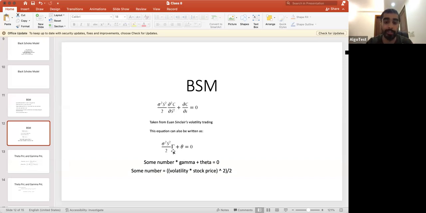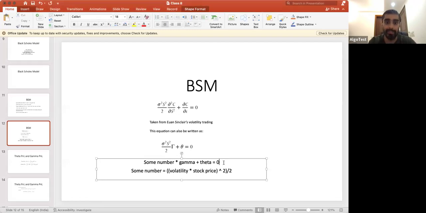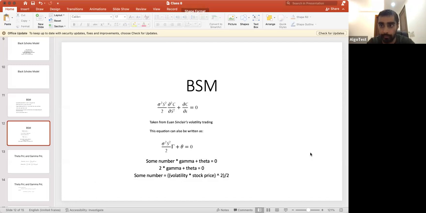So what we see over here is that this mathematical relationship between gamma and theta is now saying that positive gamma means negative theta. Does everybody get that? So let's say this some number was 2. So 2 into gamma plus theta equals to 0. Okay? Like this some number could be 2. So 2 into gamma plus theta is 0.